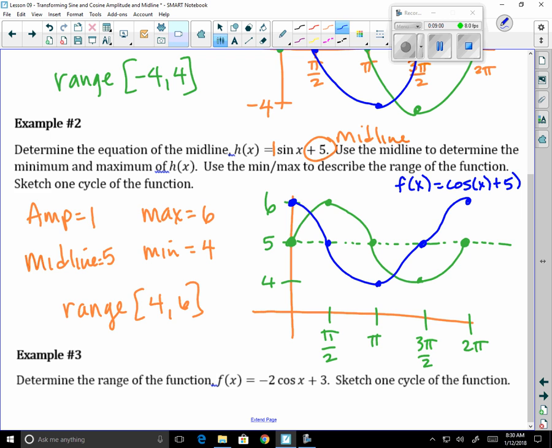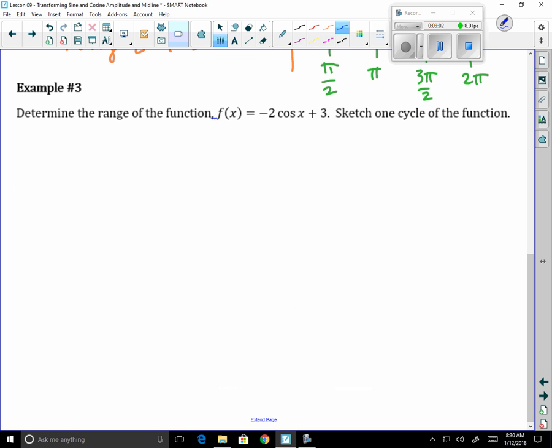All right, let's take a look at the last one in the notes. So the last one in the notes gives us kind of every parameter that we possibly can have. So it tells us that we have this amplitude of 2. Notice I'm not putting negative 2 there because that negative is not part of the amplitude. It's just a reflection.